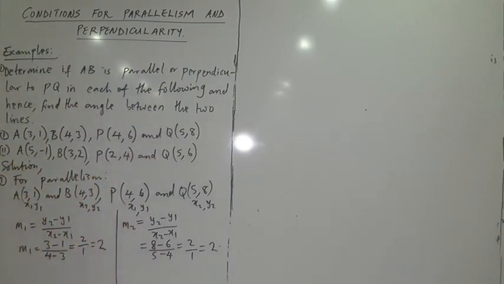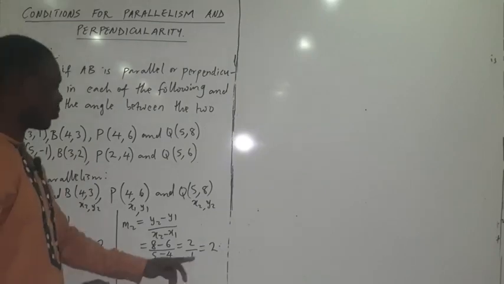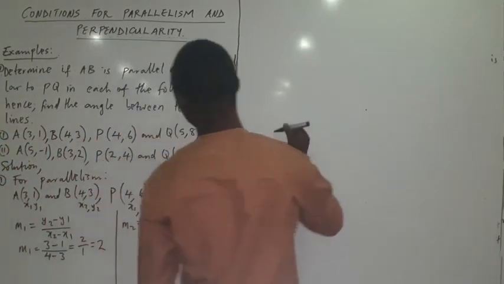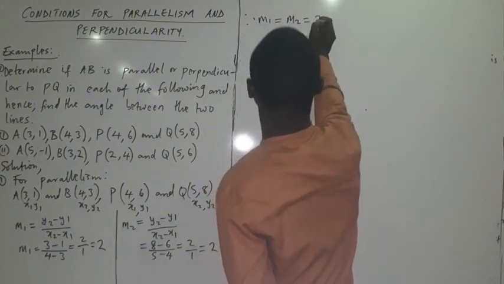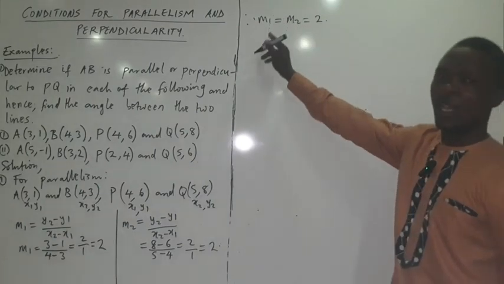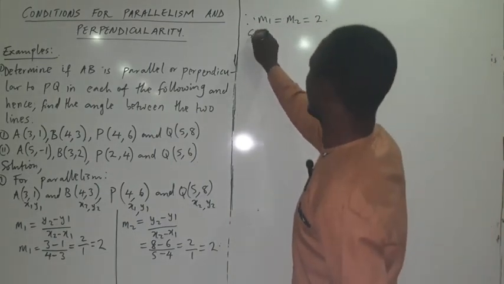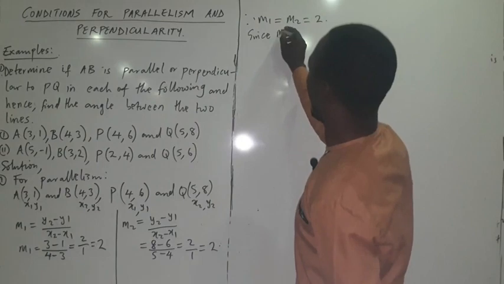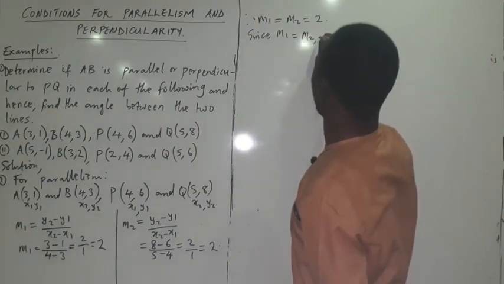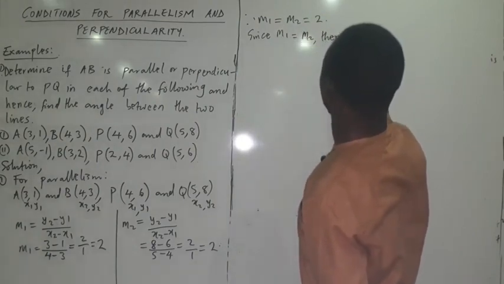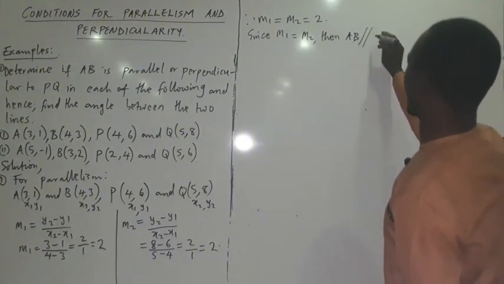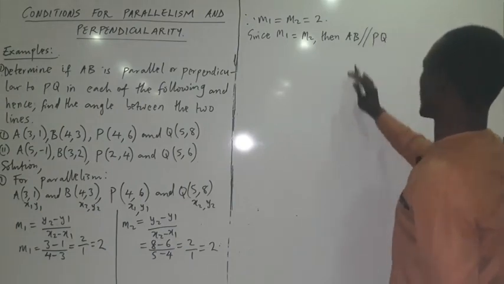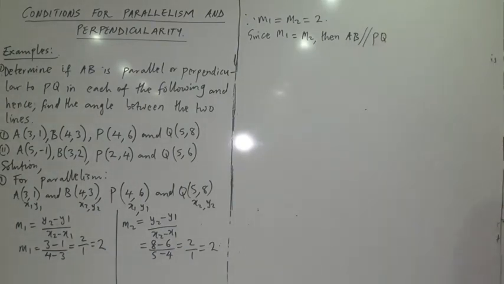And 2 over 1 is 2. So you can now say that M1, which is equal to 2, is the same thing as M2, which is also equal to 2. Therefore, M1 equals M2, which equals 2. Since M1 is equal to M2, then AB is parallel. This is the sign for parallelism. So line AB is parallel to line PQ.